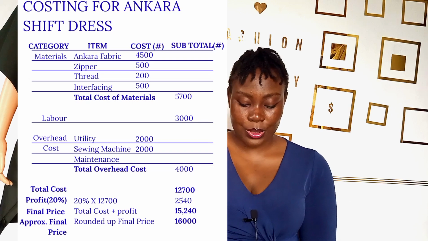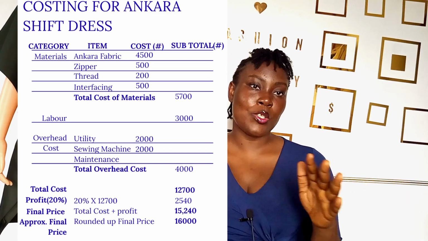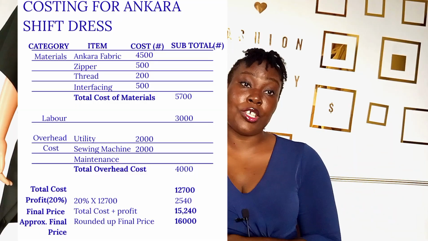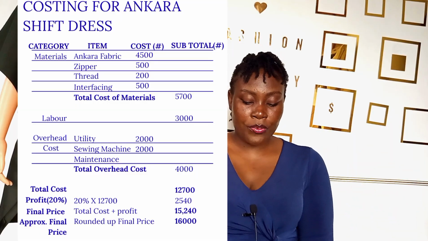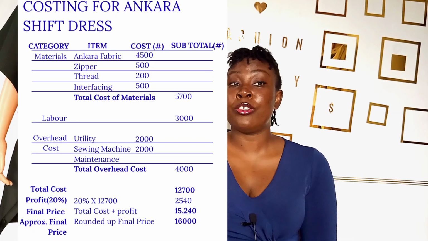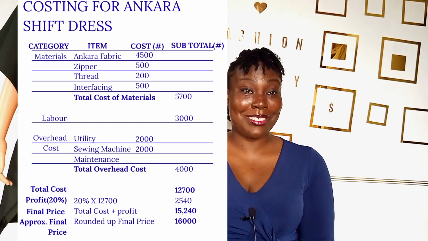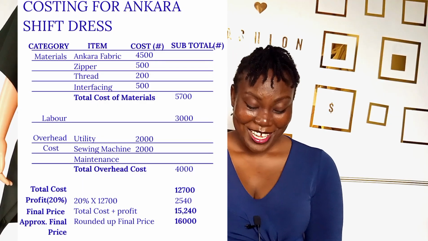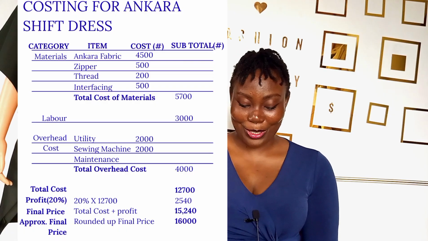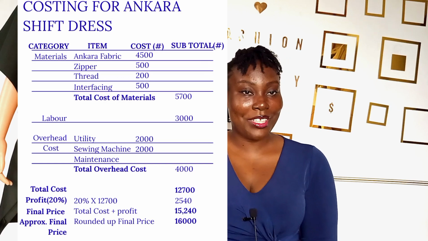That's 5,700. Now for labor, I'm going to bring labor and time, but this is all. It is not and, it is all. So if you're charging for labor, this is the fee. If you're charging for your time, this is the fee. So if you're charging for labor, let's say for the shift dress, your workmanship is 3,000 naira. It can be more, it can be less. So this one is a sample. Before you say that's too cheap or that's too expensive, depending on you. Like I said, expensive is relative and cheap is relative. So for your labor, 3,000 naira.